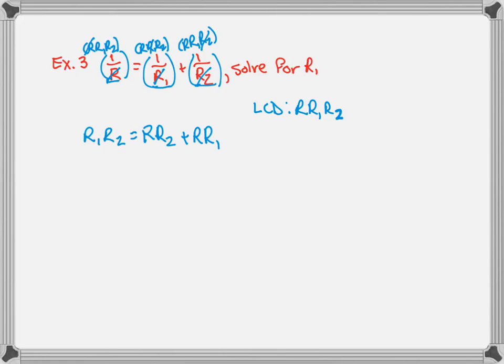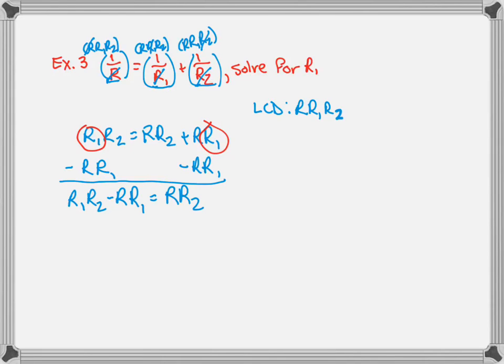Okay, so now we need to remember what we're solving for. We're solving for r sub 1, which appears on both sides of the equation. So we need to combine both of the terms with the r sub 1's on one side of the equal sign. So I'm going to bring everything to the left. I will subtract r times r sub 1 from both sides and get r sub 1 times r sub 2 minus r times r sub 1 equals r times r sub 2.